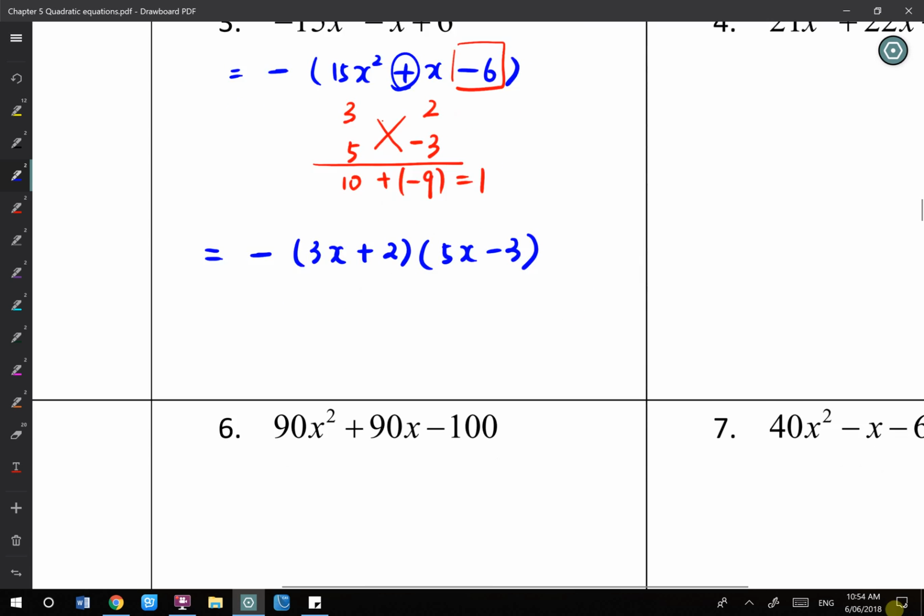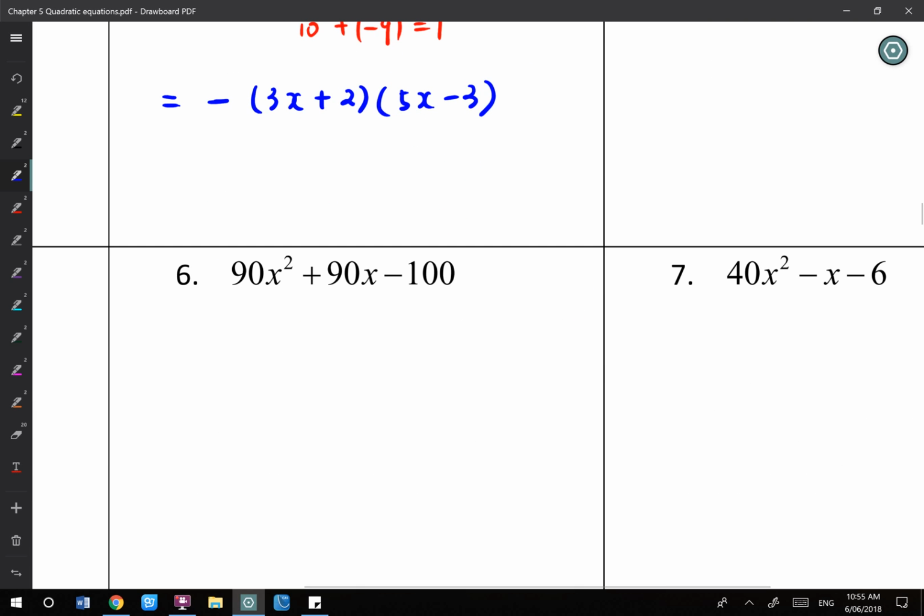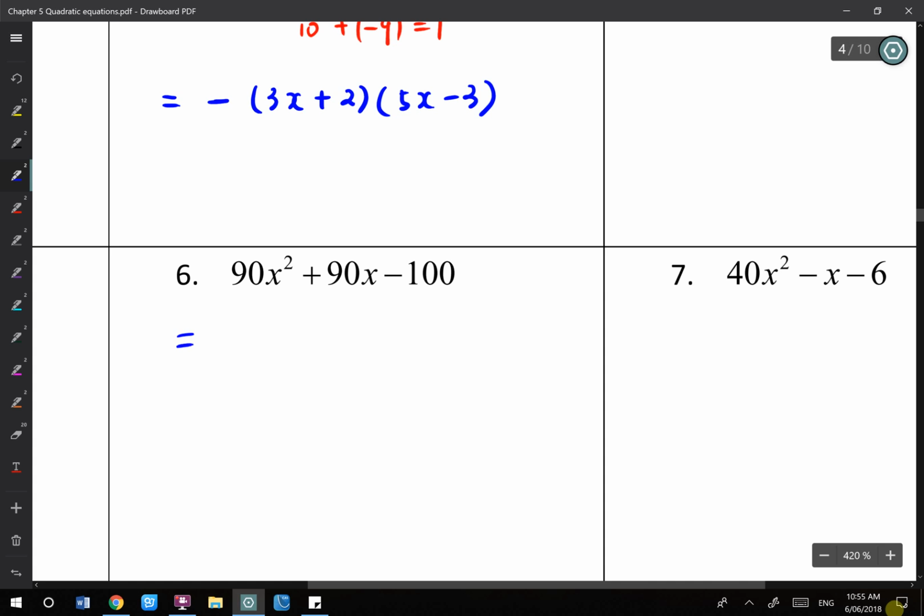Alright, have a look at the next one, the one with the number 6. The first thing you want to check is always taking common factors out. For example, in this one I can see a 10. I will definitely take the 10 out.